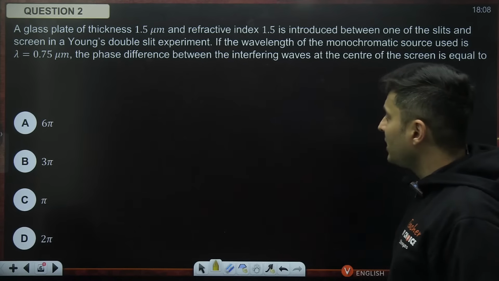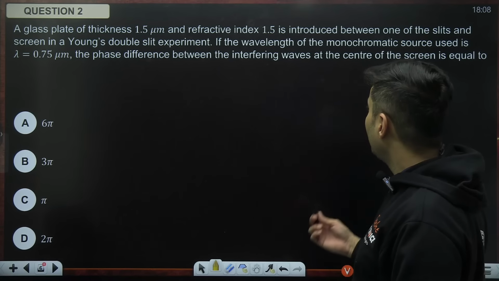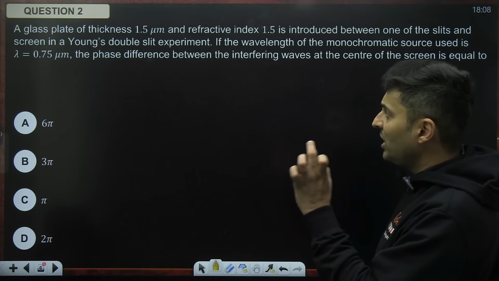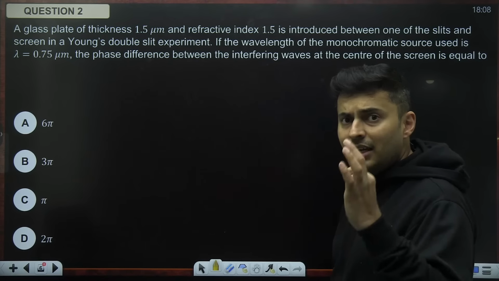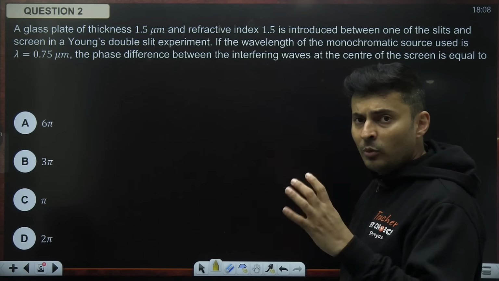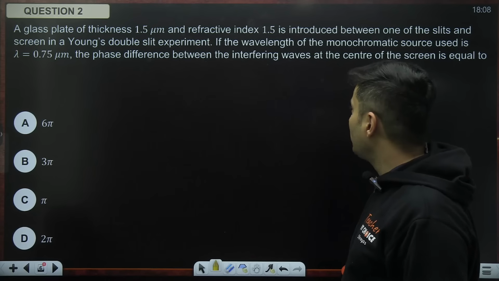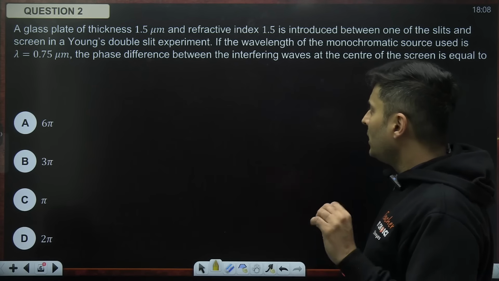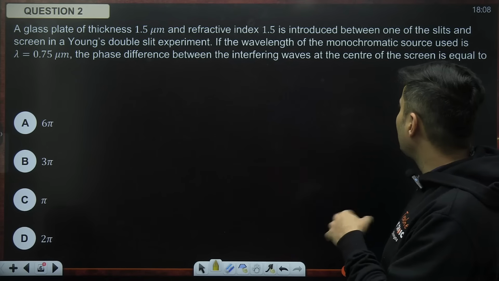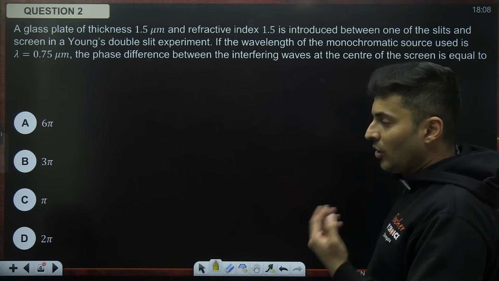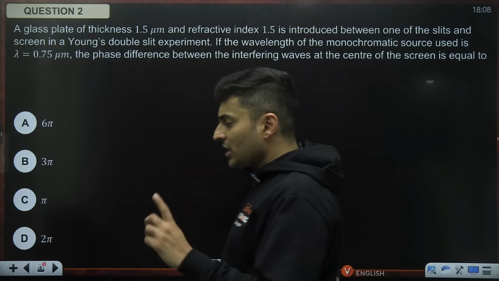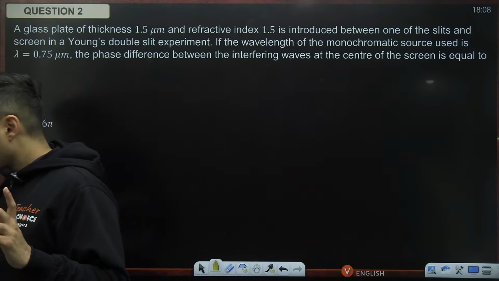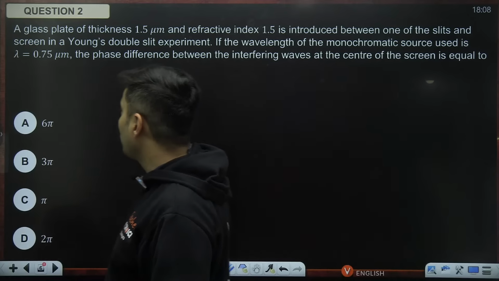A glass plate of certain thickness, 1.5 micrometer, and refractive index is placed in front of one of the slits in a Young's double slit experiment. The moment you place such a slab, the entire pattern gets shifted. The wavelength of the light used is so and so. The question is, what is the phase difference between the waves which are interfering at the center of the screen?